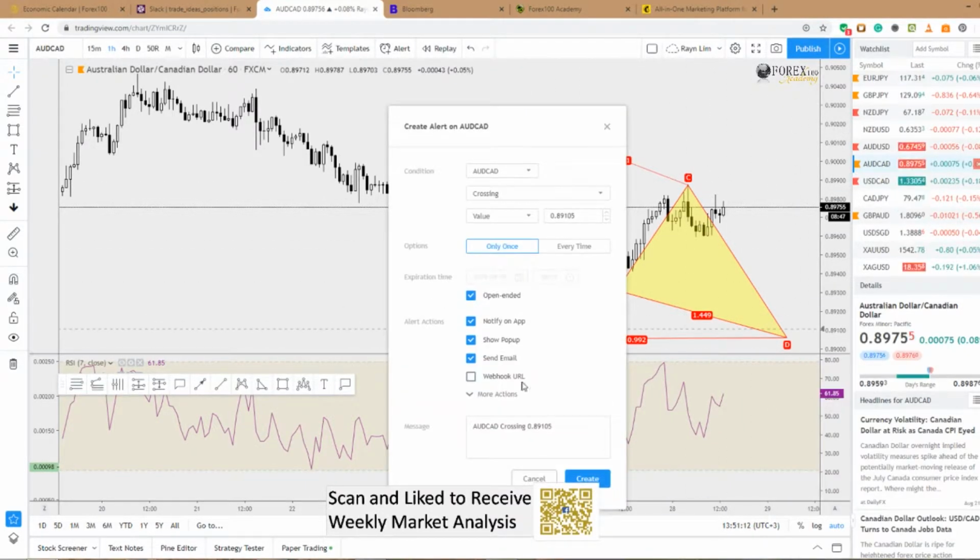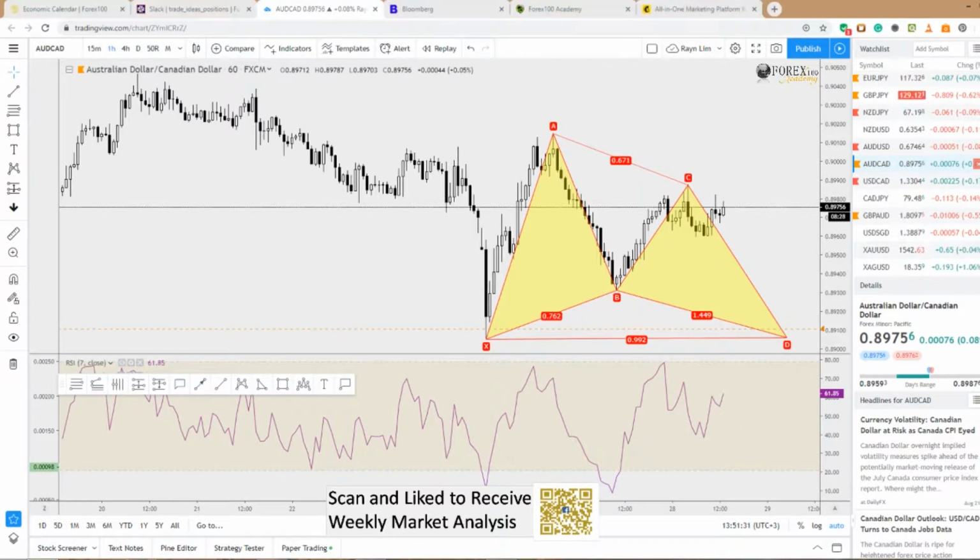Alright, so I'll just add an alert. On the H1 chart, Aussie cat. Deep gartley. Okay. Got it? Okay. So on the 1 hour chart, deep gartley, great trading opportunity. I love short pattern setups.